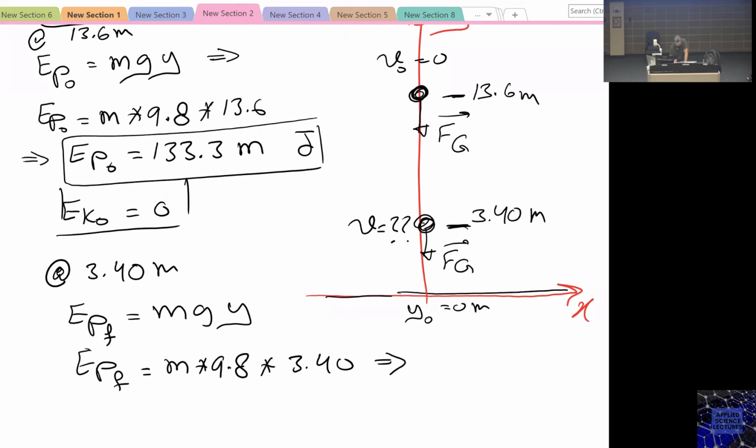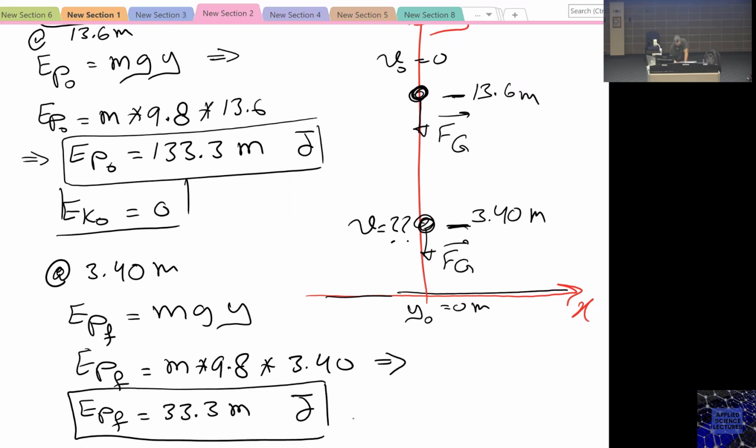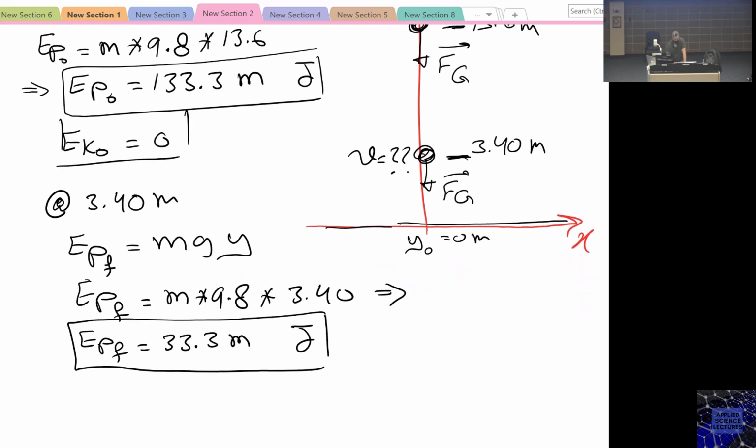And in this case, EPF is 33.3 m. It's a function of the mass as well. What about the kinetic energy? EKF is half m v squared. I don't know the mass and I don't know the v. I'm solving for v.